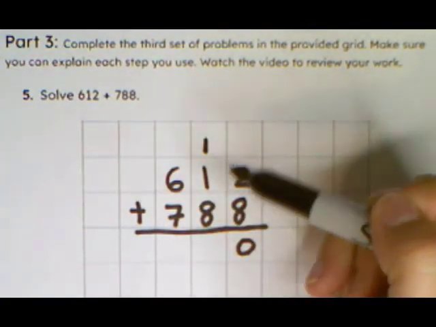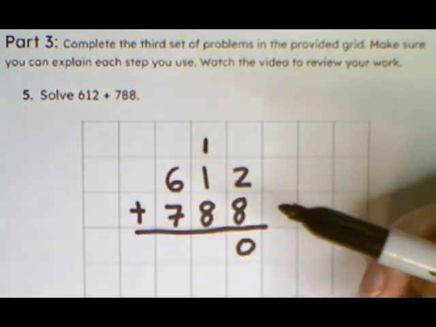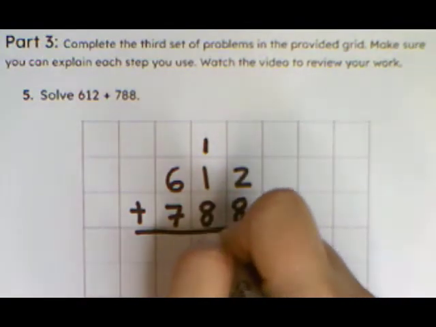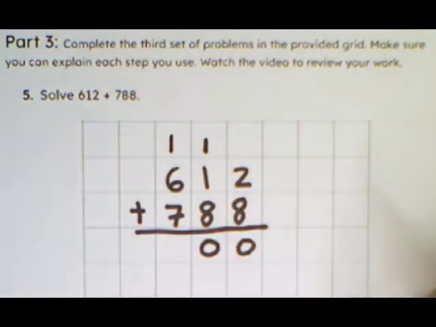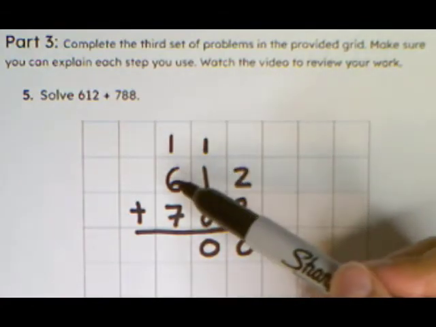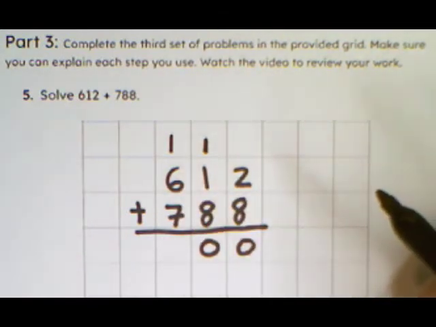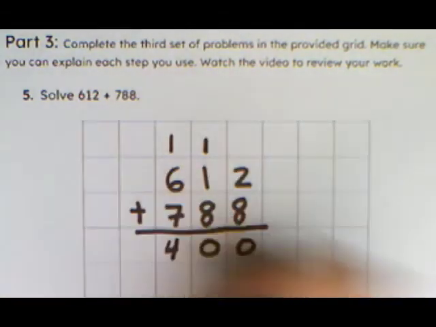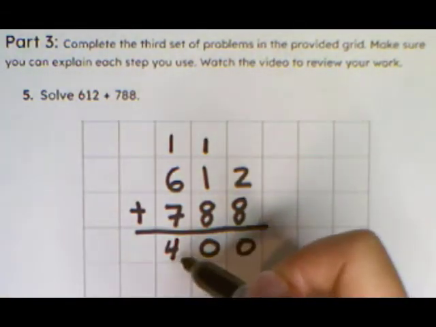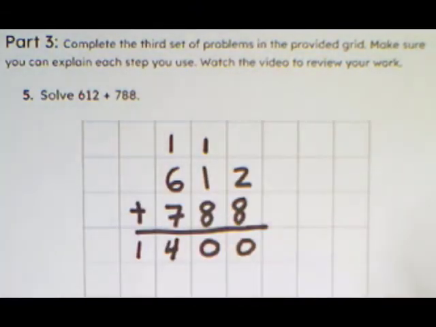1 ten plus 1 ten plus 8, 1 plus 1 is 2, plus 8 is 10. 10 tens is the same as having 0 tens, but 1 hundred. 1 hundred plus 6 hundred plus 7 hundred, 1 plus 6 is 7, and then I have the double of 7 and 7, which would give me 14 hundreds. So I'm going to write the 4 hundreds there. 10 hundreds is the same as 1,000, so I carry that to the next column, or regroup that to the next column. So my answer in this case is 1,400.